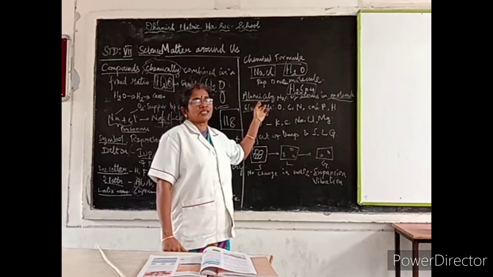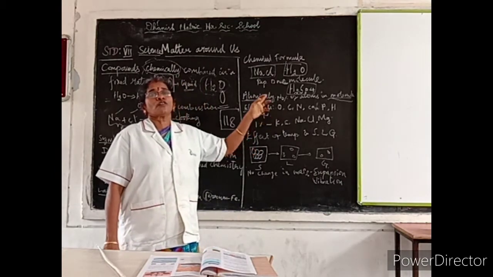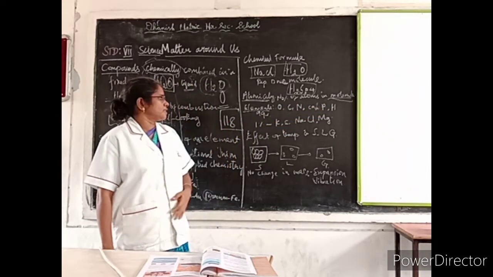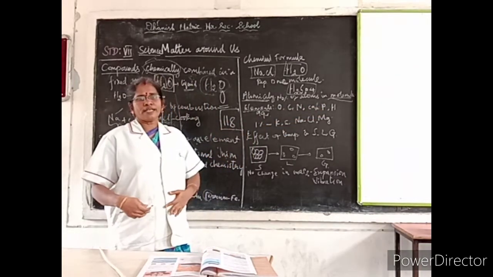Right? So atomicity, what is the definition? Total number of atoms present in a molecule, we call that the atomicity. Okay, this clear now? Shall we go to next one?